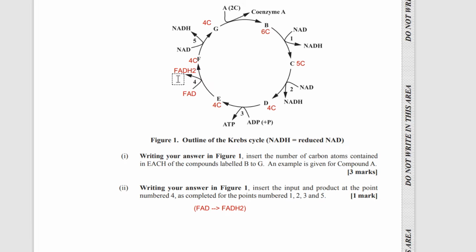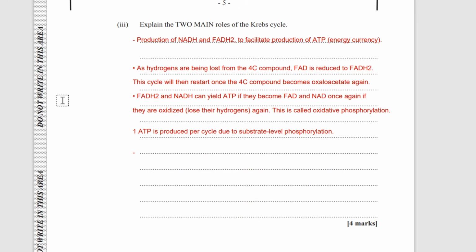So this becomes FADH2. Alright, so the next question here is: explain the 2 main roles of the Krebs cycle. Well, the main thing in this is to produce energy, right? At least for it to pass on to the next step. So one of the main things here is that it produces NADH and FADH2.